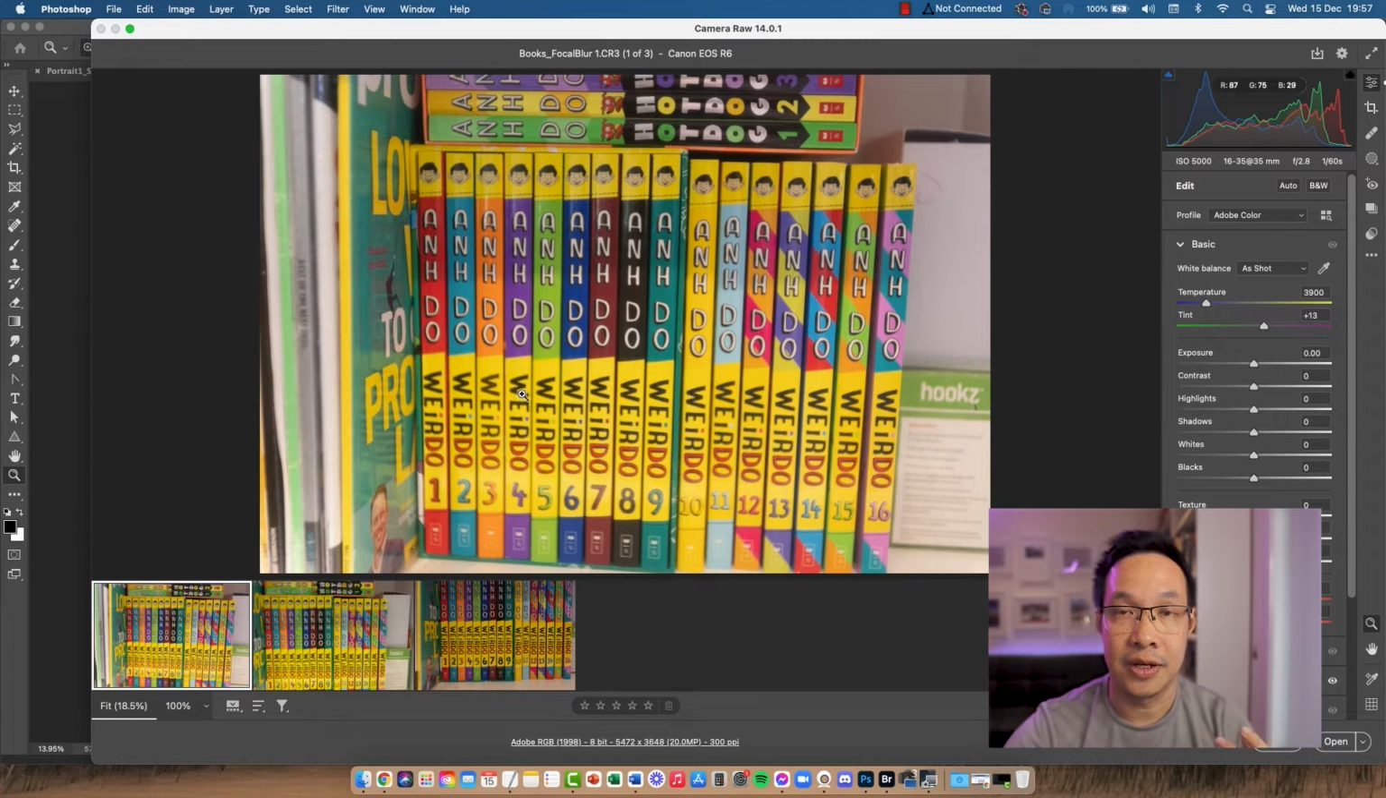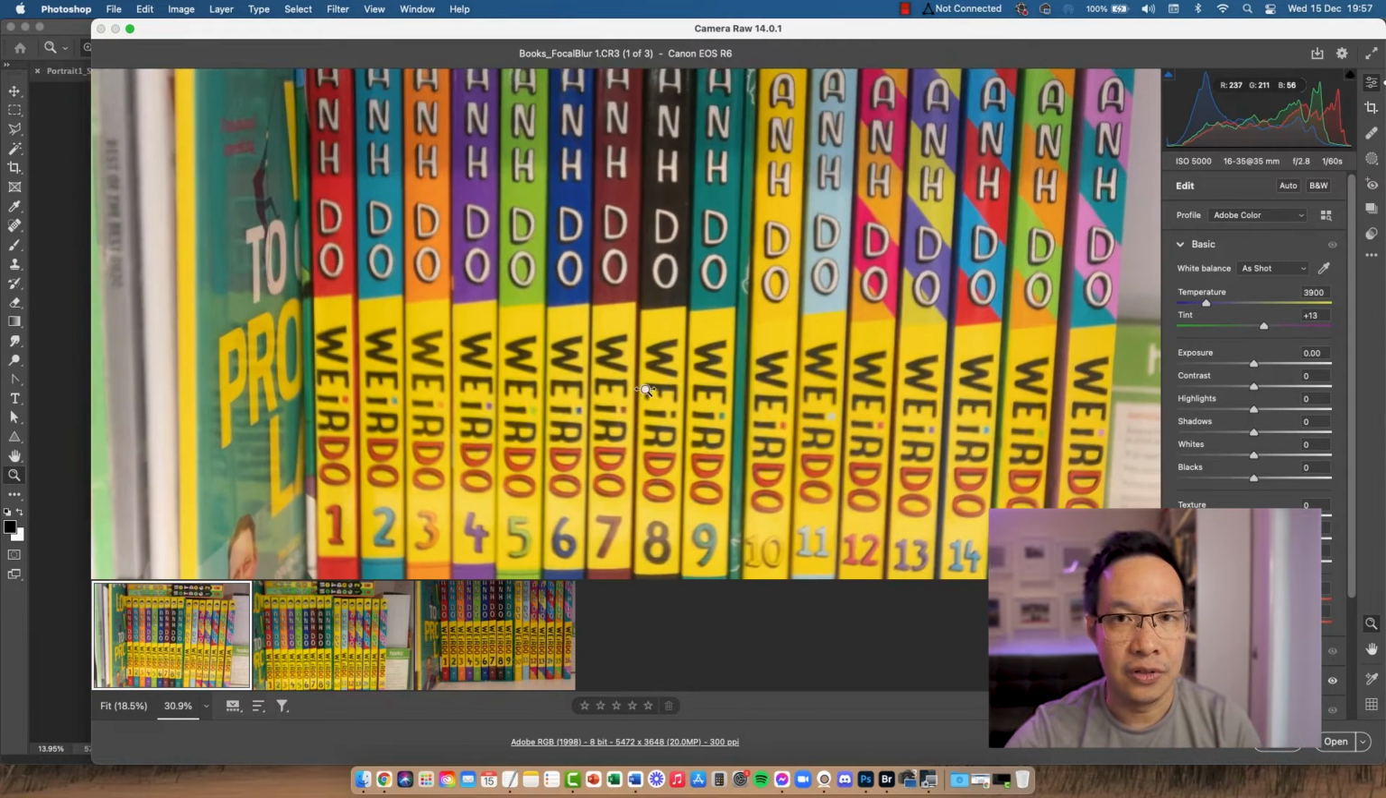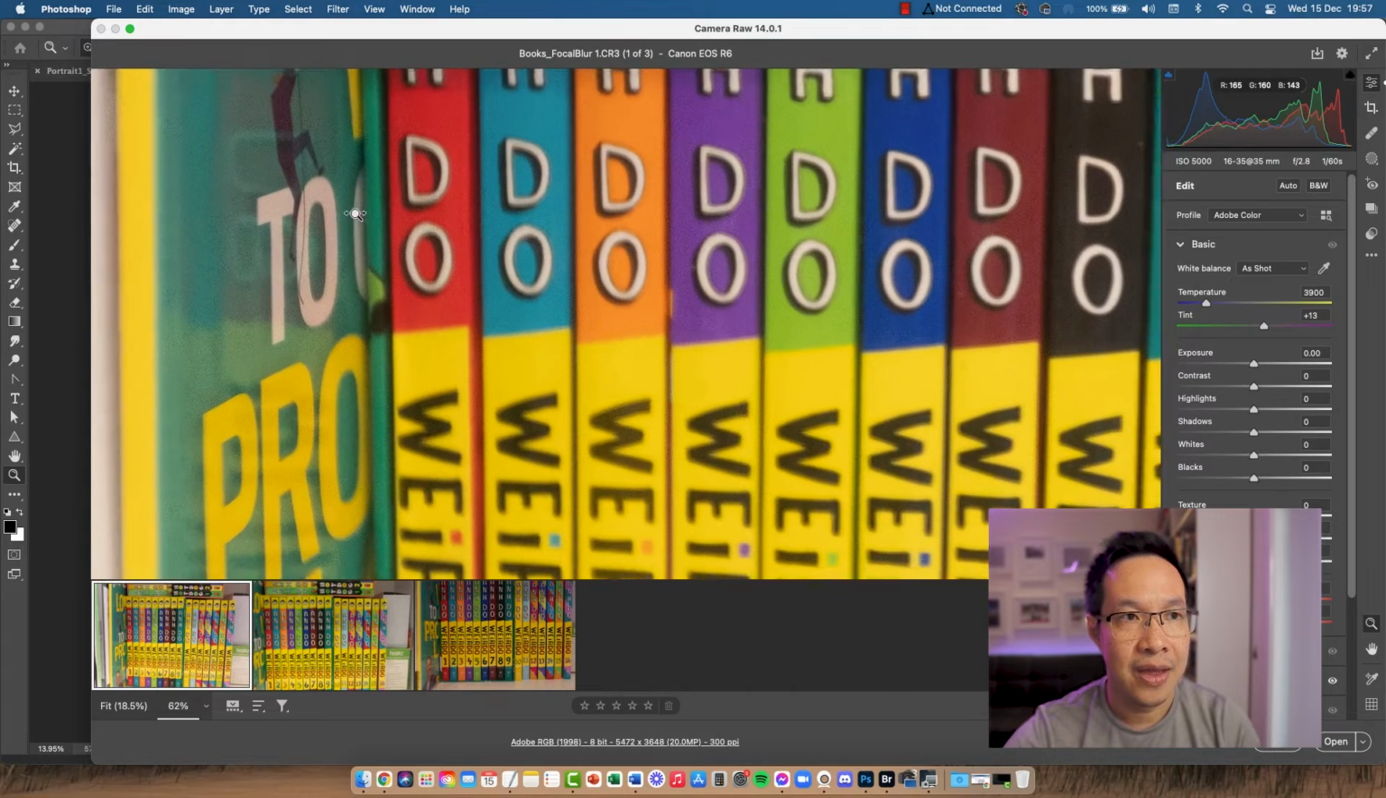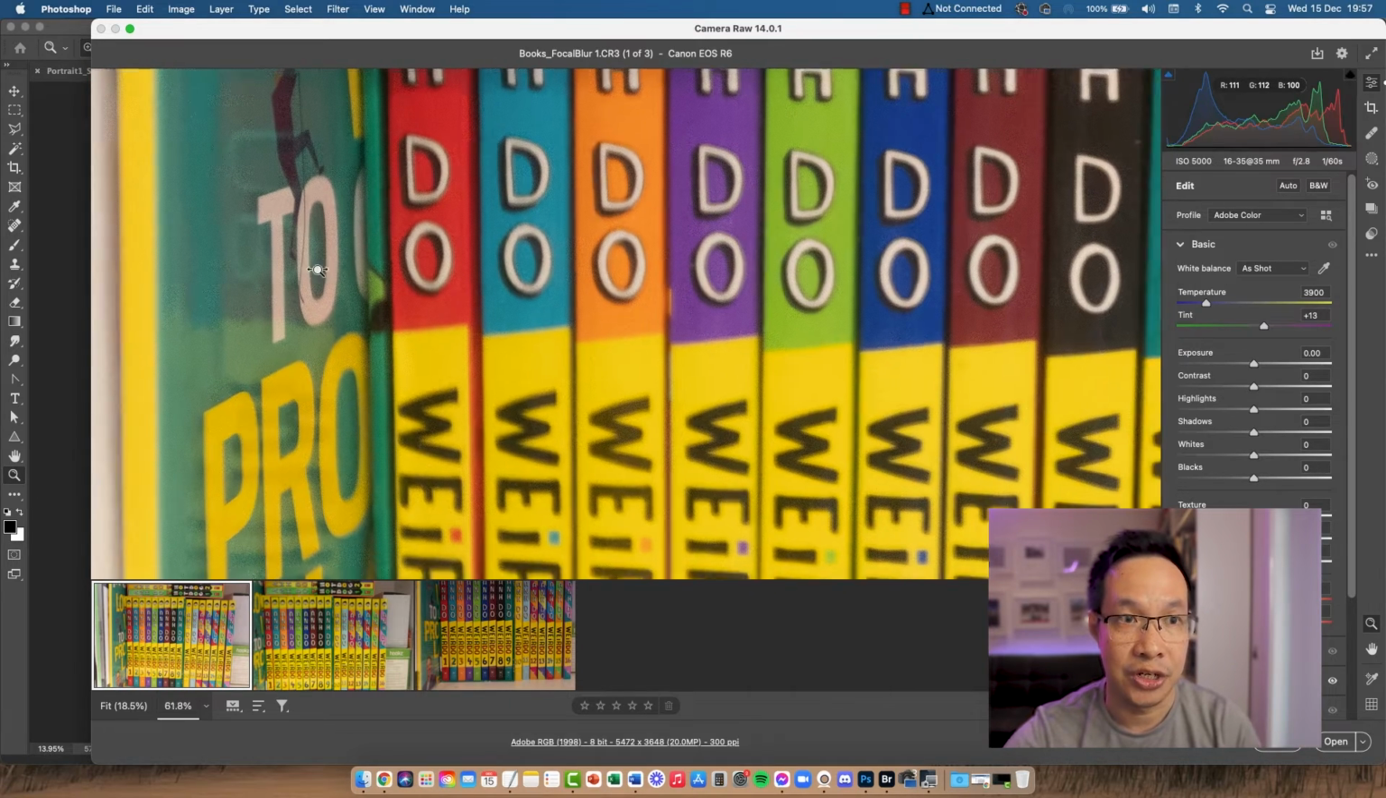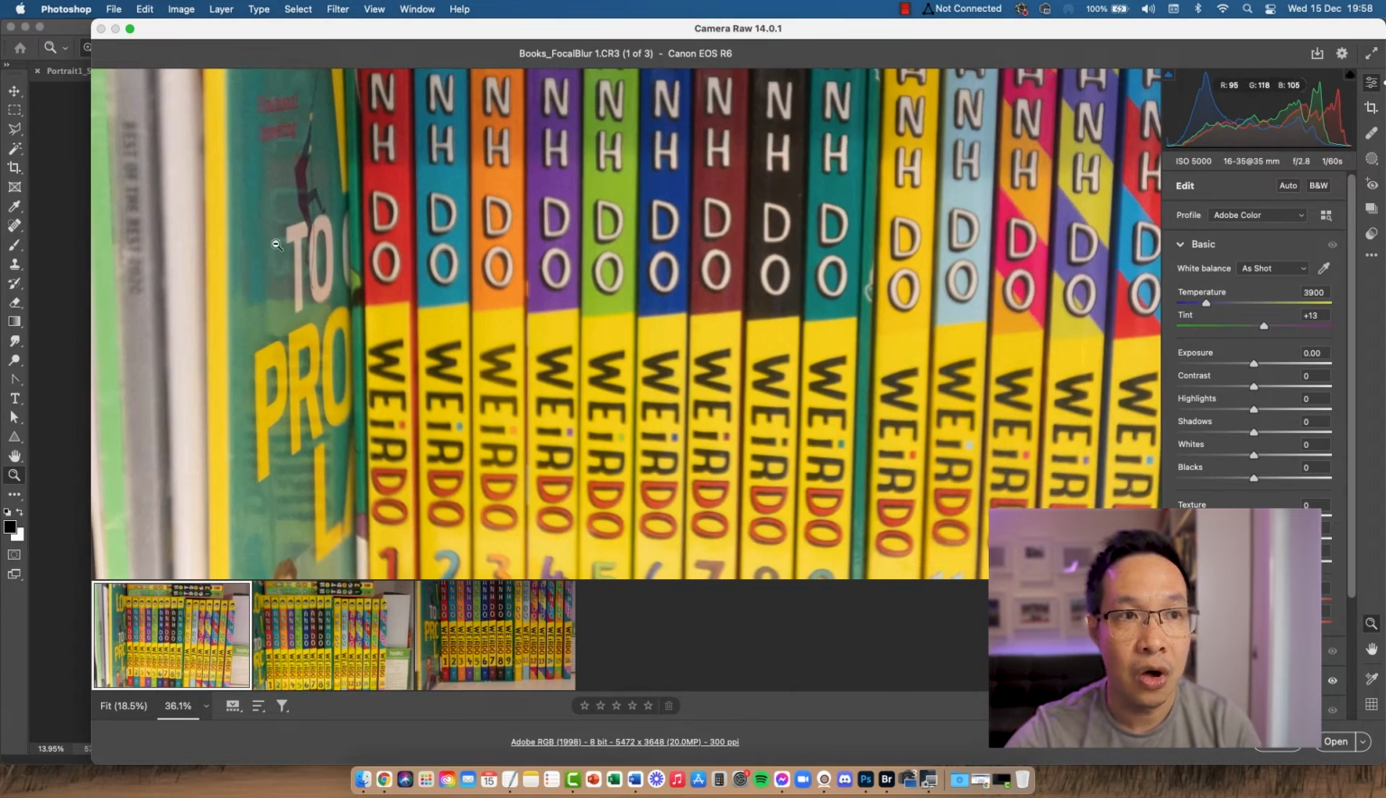Similar here as well. If you look into this picture, you can see they're kind of blurry. But if you look around closely, you will notice that the text here on the magazine is actually pretty sharp. So that means the focus was on this plane instead of the books here.